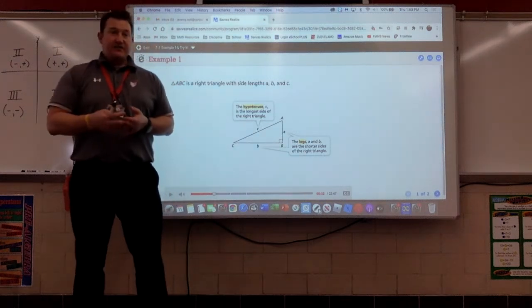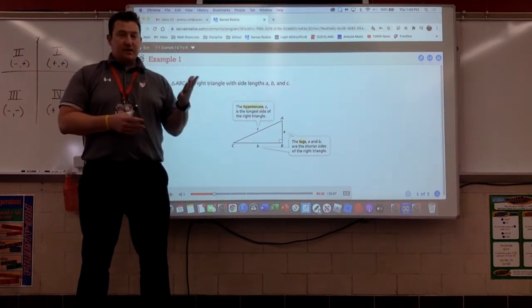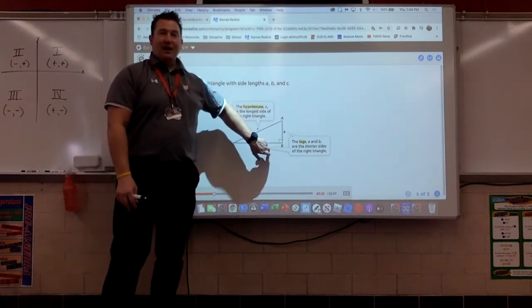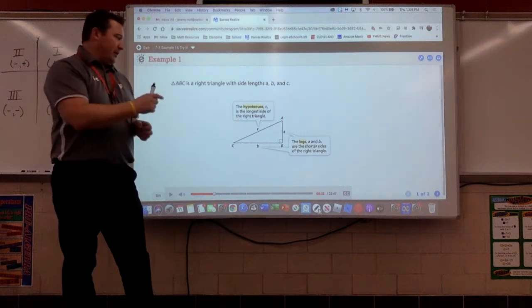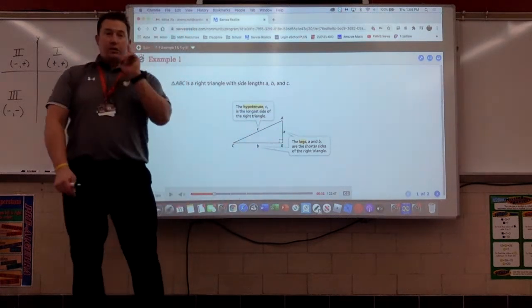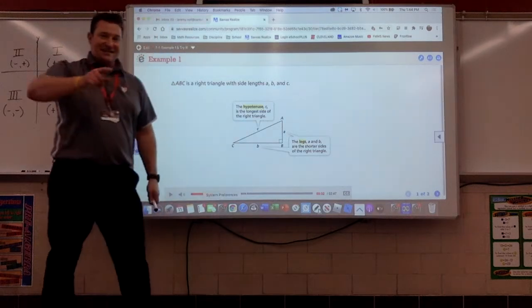So eventually they're going to give us numbers, and maybe they won't give us a picture, and they're going to have us figure some things out. So we've got to be able to identify leg, hypotenuse. Guys, we will always call the 2 legs A and B. We will always call the hypotenuse C.